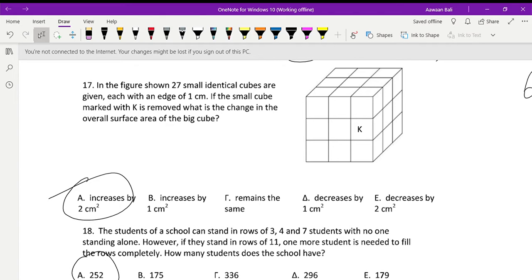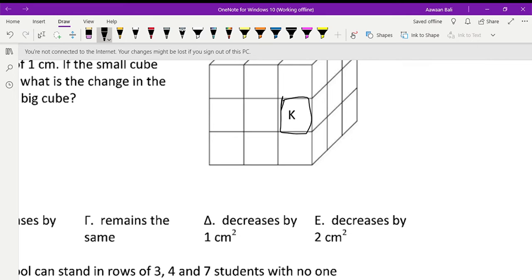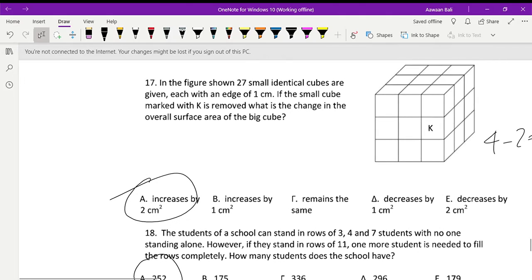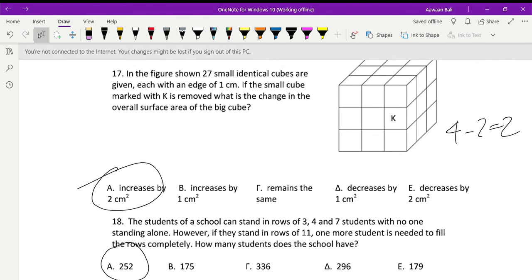So basically what we have to do here is that once we take this out, we know that there'll be this side that can replace this side, and this side will be replaced with this side. However, wait, there'll be 4 sides remaining once you take away that one. There will be 4 sides, one up here, one here, one here, and one down here. And since we already had 2 sides taken away and we have 4 more sides, basically it's 4 minus 2, so 2. So there's still more sides than last time. So it actually increases by 2 centimeters squared, even though a cube was taken away.